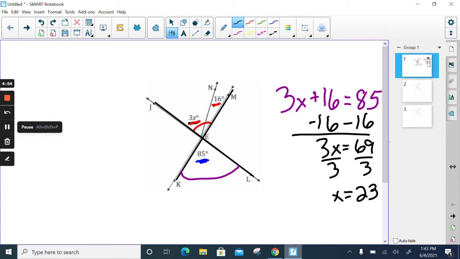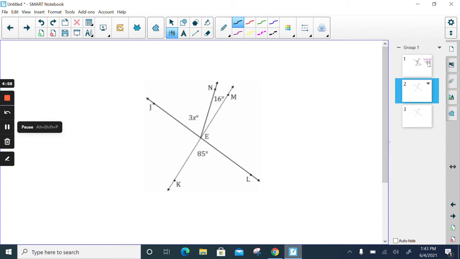Now, instead of checking this like we normally would, I'm actually going to check this by using a different angle relationship to solve this problem. Now, we've already discussed that I cannot take this 3x and really talk about any other angle other than the 16 at this point, because this is the only one that is adjacent to it that I actually know a measurement of. So instead of dealing with the 3x first, I'm going to actually start with the 85.